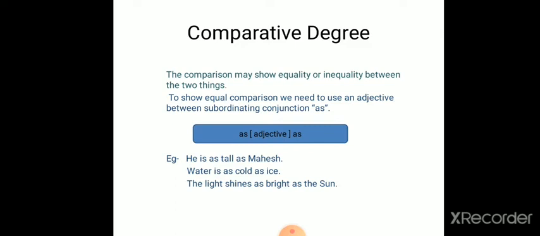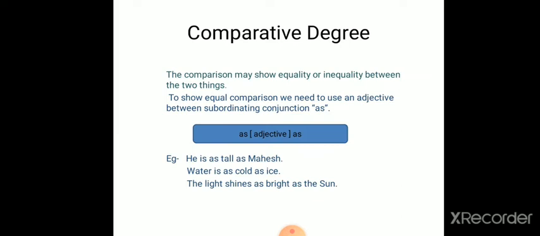For example, he is as tall as Mahesh. So here he is compared to Mahesh in terms of height, which means both have the equal height, or both are tall enough.